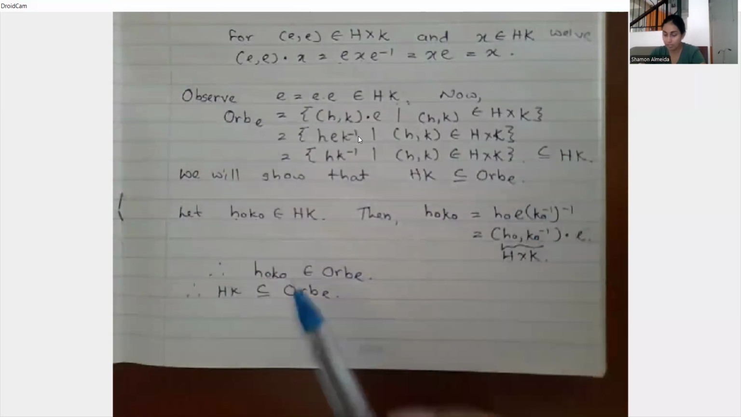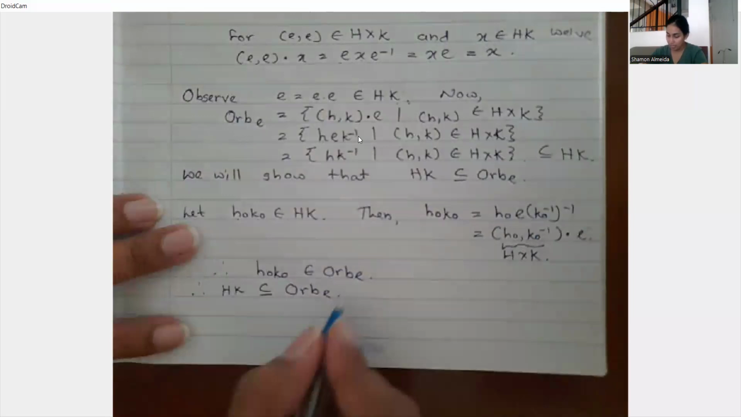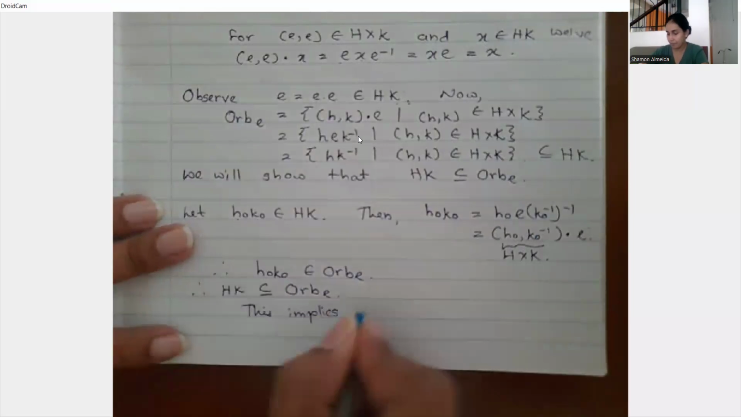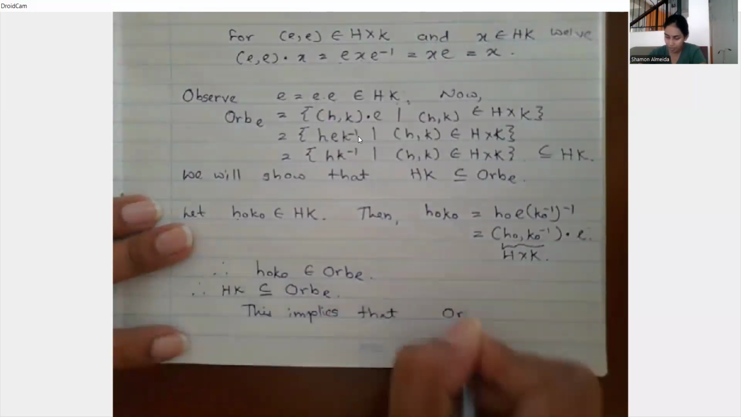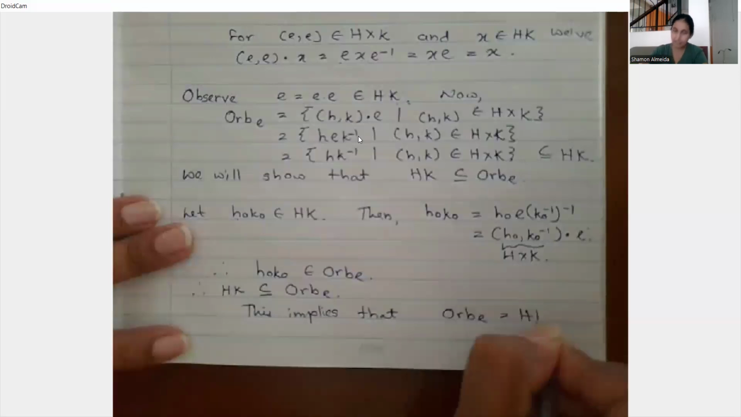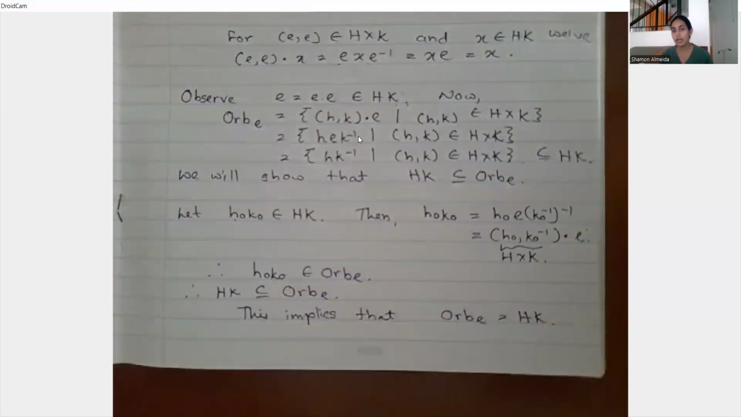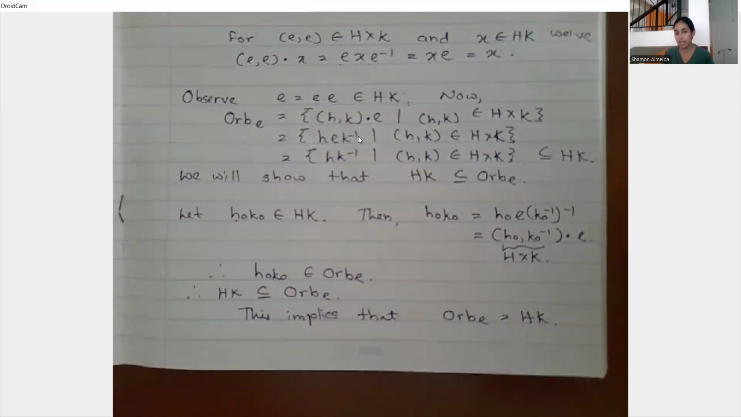Now that we've shown HK is a subset of this orbit, this implies the orbit of the identity is the entire set. And we already know if you take any two orbits, they are either disjoint or identical. And not only that, you union up all the orbits, you get the entire set. From just one orbit, you get the full set HK. This means there is only one orbit, and this orbit is given by this. Any element in the set will generate the same orbit. Okay, there is only one orbit.